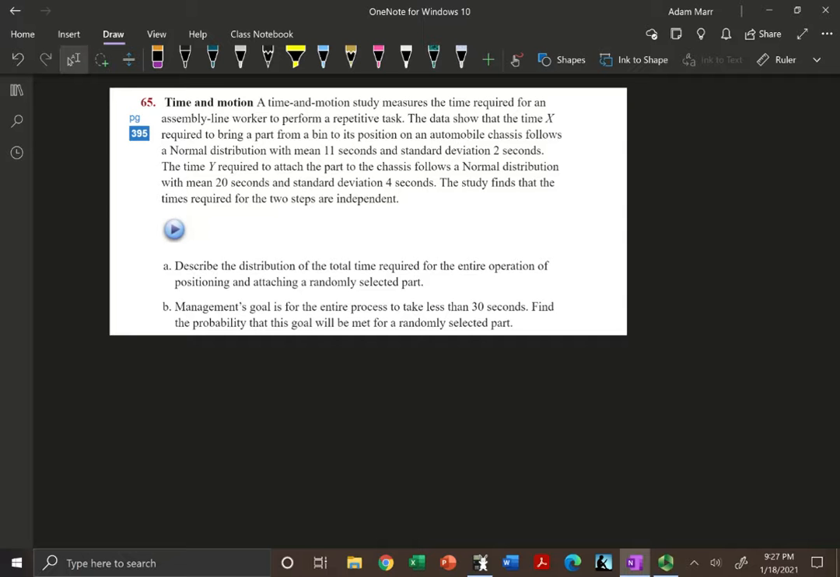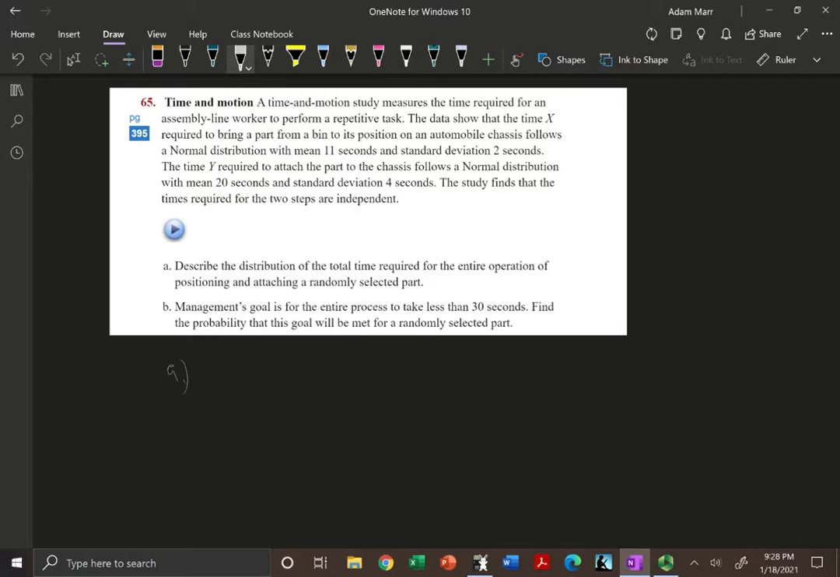A, describe the distribution of the total time required for the entire operation of positioning and attaching a randomly selected part. And B, management's goal is for the entire process to take less than 30 seconds. Find the probability that this goal will be met for a randomly selected part. All right, let's do part A first, of course.